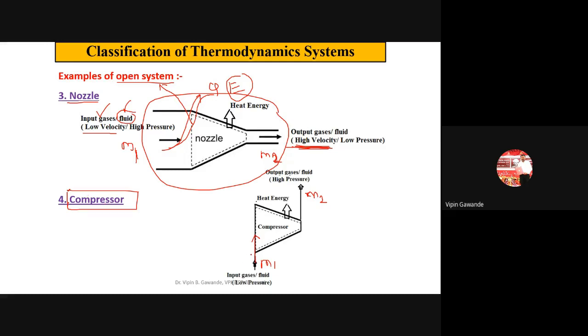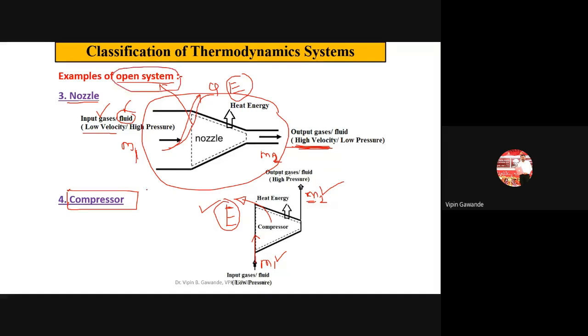So if air enters at mass M1 and comes out at mass M2, there is an exchange of the mass. At the same time, when we compress the air, its temperature increases and there is a removal of energy. The compressor gets heated. That means there is generation of heat and a removal of energy. So here there is an entry of mass, an exchange of mass, and at the same time an exchange of energy also. And whenever there is an exchange of mass and energy, we call that system an open system.